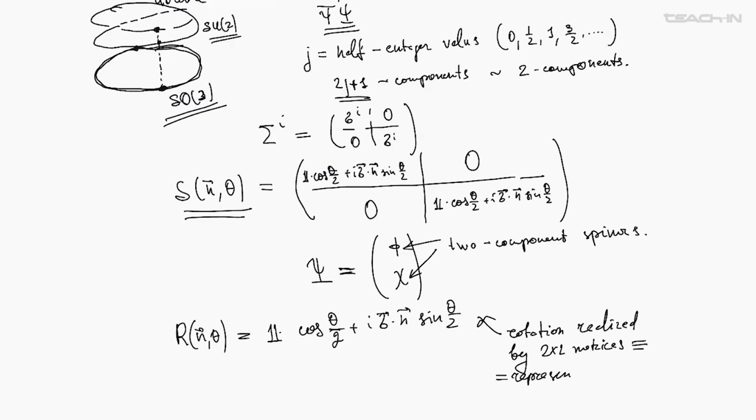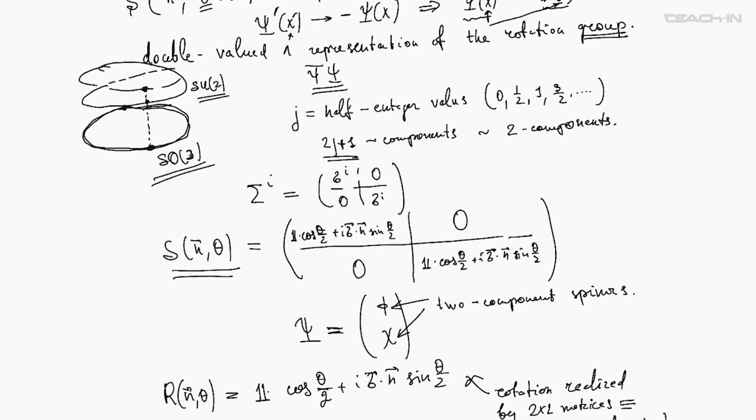But in fact, you can build up representation corresponding to any integer or half integer spin. So either 0, 1/2, 1, 3 over 2, and so on. In particular, vector representation is a three-dimensional representation. So 2j plus 1 is equal to 3, and it corresponds to vector representation. This is trivial or scalar representation, and this is spinor. So the next spinor representation will be representation of spin 3 over 2.